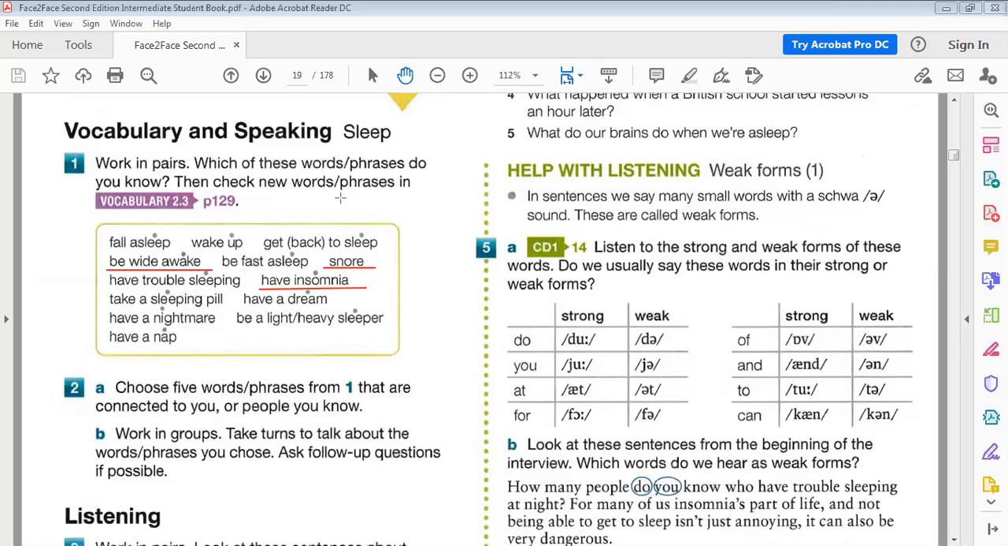So these are some of the words we'll use in today's article. So it's all about sleep. So these are just a few words, but let's go on here. It says here, choose 5 words or phrases from this box that are connected to you or people you know. For example, if I want to talk about myself or maybe some people I know.